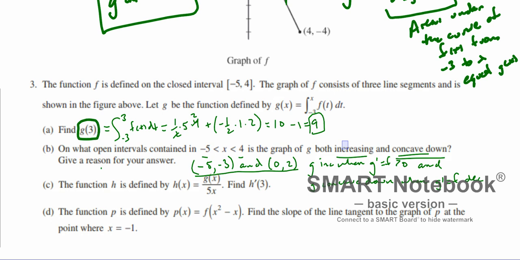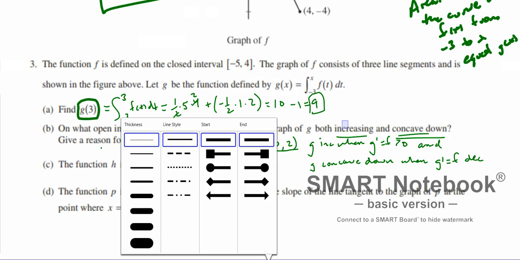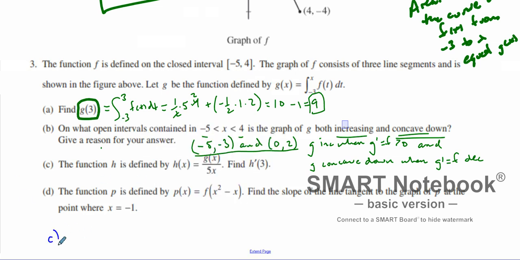Cool. Next one is: let function h be defined by h of x equals g of x over 5x. Find h prime of 3. So this one I'm going to find h prime of 3. I'm going to change my color here. So h of x equals g of x over 5 times x. If I want to find h prime of 3, I first want to find h prime of x. We have to use the quotient rule.